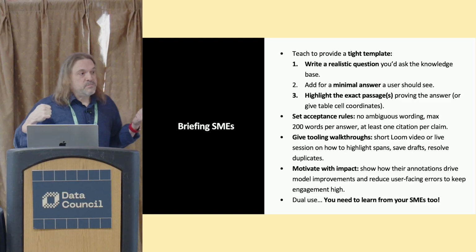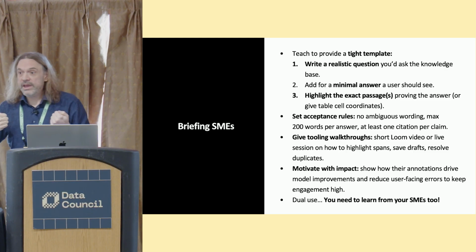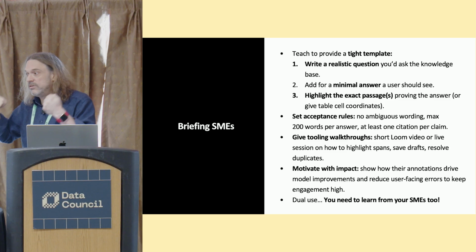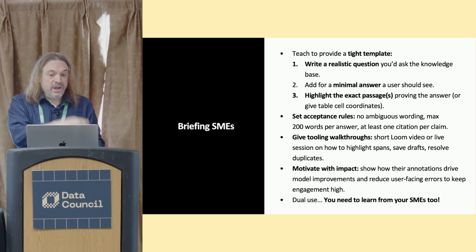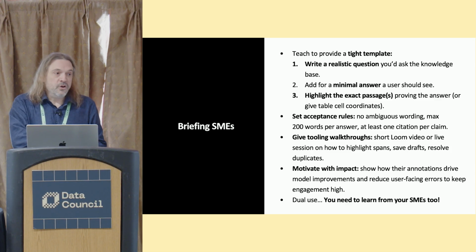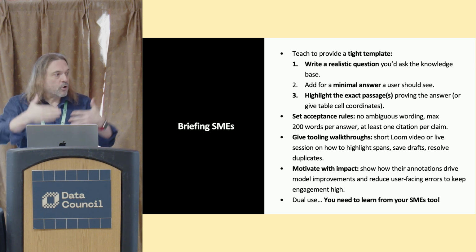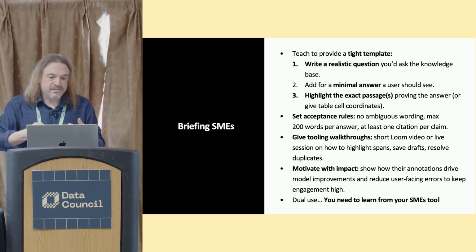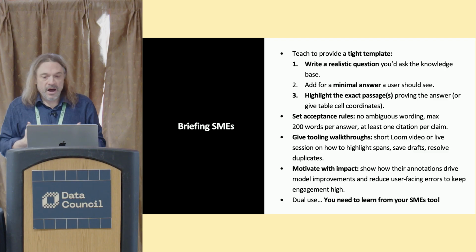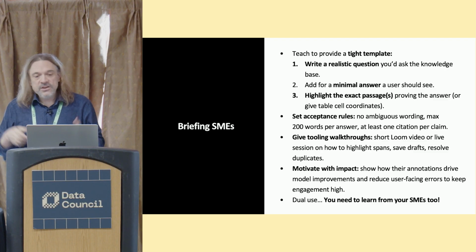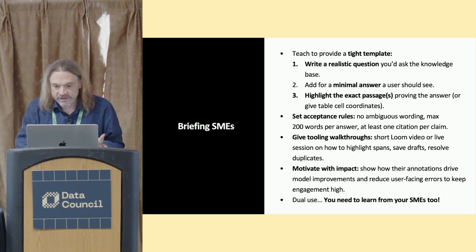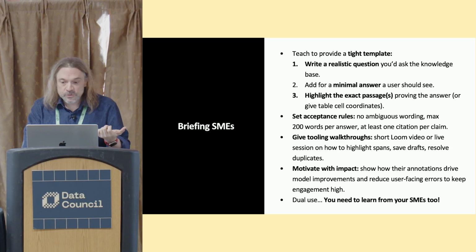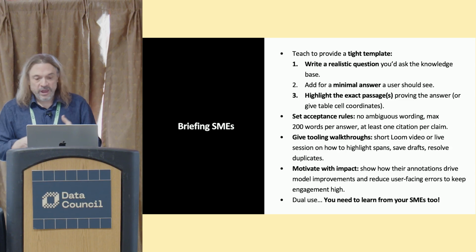When you're talking to SMEs, you really need to brief them on how you want to get data. One of the first conversations as you're building the system should be with your subject matter experts. You need to teach them to write realistic questions, show them what a good minimal answer looks like. You may not have any idea when you start out, but work with them on what they're trying to get out of this and iterate with them on how to get to a good minimal answer. And then show them how to highlight an exact passage in a document so that you can teach these systems. Set acceptance rules, things like no ambiguous wording.